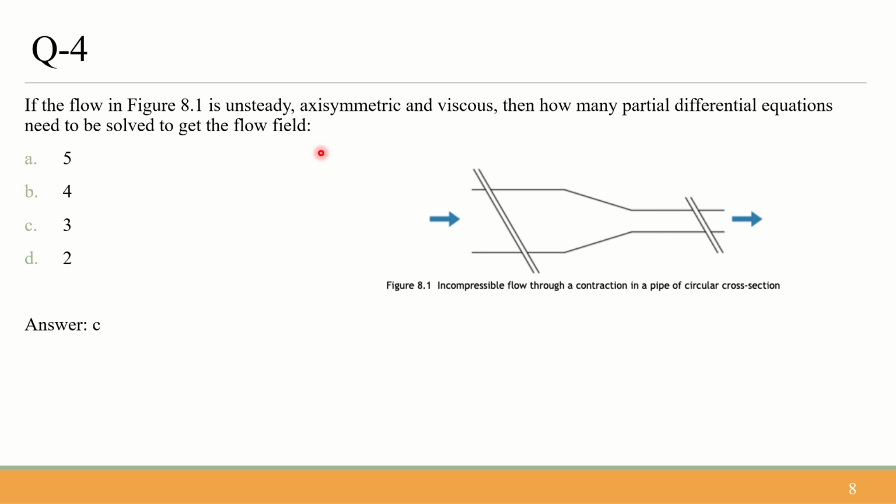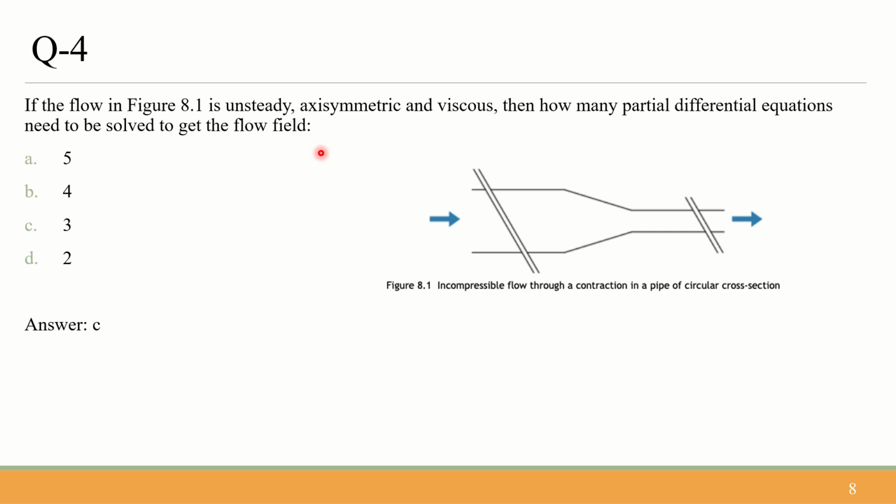Axisymmetric is nothing but symmetry along the axis in both directions. So rather than solving a three-dimensional problem, we can treat it as a two-dimensional problem, get the solution, and then say it is a replica in the other direction. And since it is an incompressible fluid flow problem, we need not solve the energy equation.